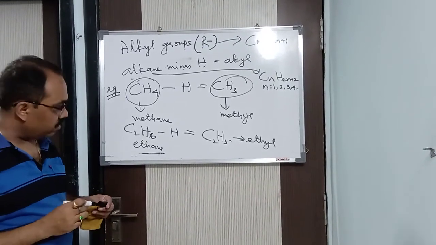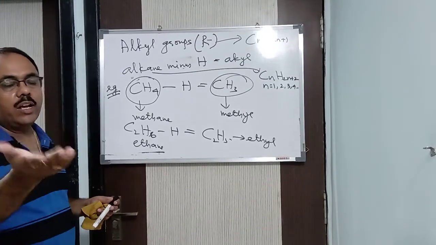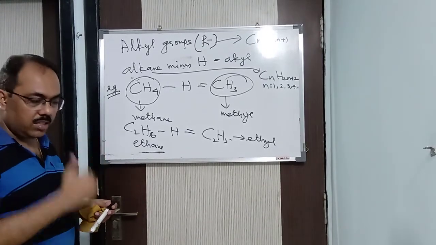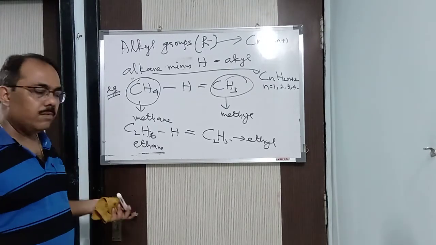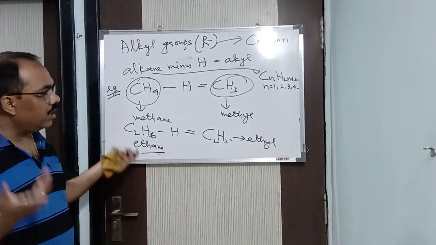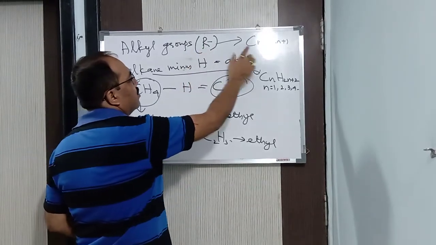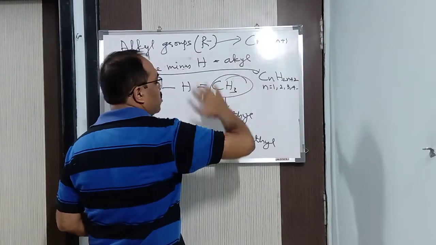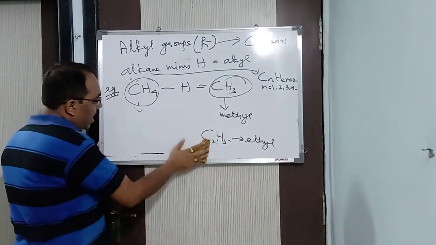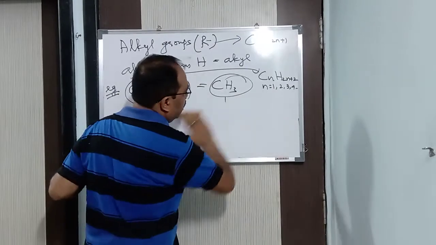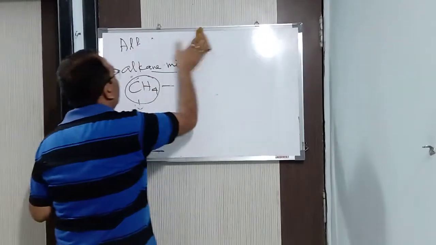I hope you got this alkyl group. In this way, from the corresponding alkane you have to remove one hydrogen. From methane, if you remove, methyl. Ethane, if you remove one hydrogen, ethyl. Propane, if you remove, propyl. The general formula for propyl, ethyl, methyl is R, because it's not possible to write CnH2n plus 1 always. Understood? Alright, next. After the alkyl group, we will come to the functional group.